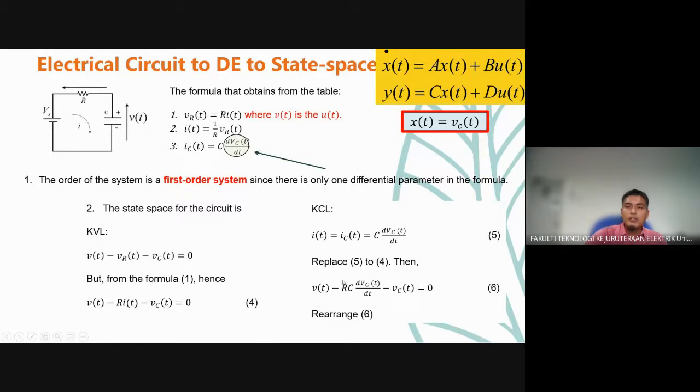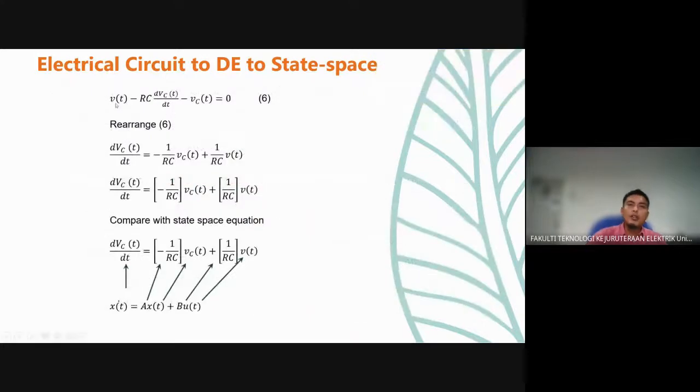After you have KVL and KCL, based on the formula information, you must replace the equation. The KVL equation must contain only your state vector parameters, except the input and the resistor, capacitor, and inductor values. The other parameters that vary by time, you need to replace with the state vector parameter. After that, you need to rearrange the equation that you obtain, in this case equation number 6, into the form of x dot t equal to Ax(t) plus Bu(t). That's the answer. That's the step.